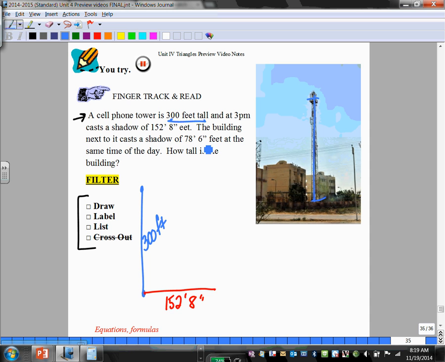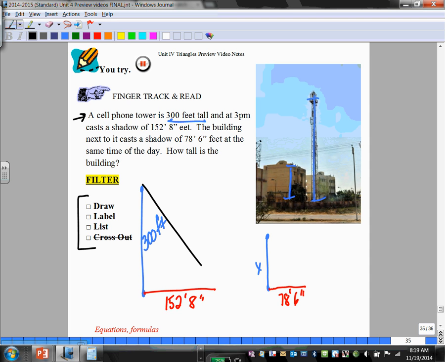And then here we have a building right here next to it that we don't know the height, but it casts a shadow of 78 feet 6 inches.